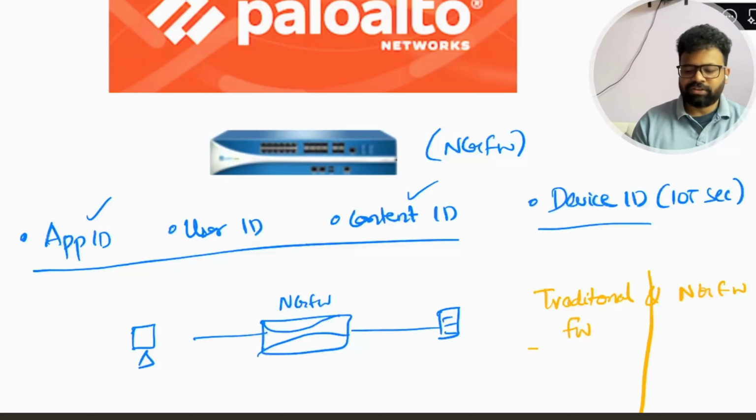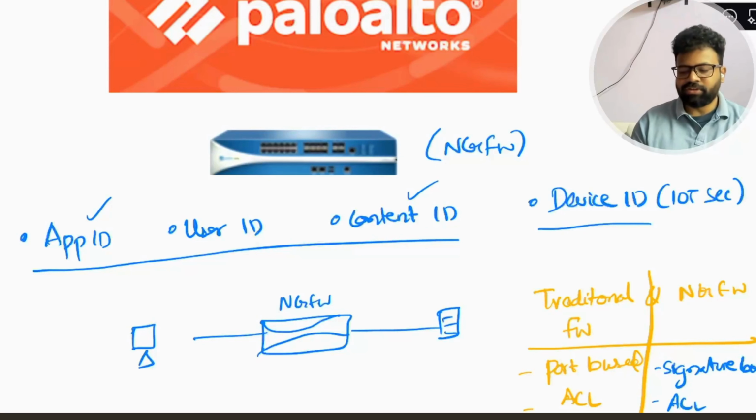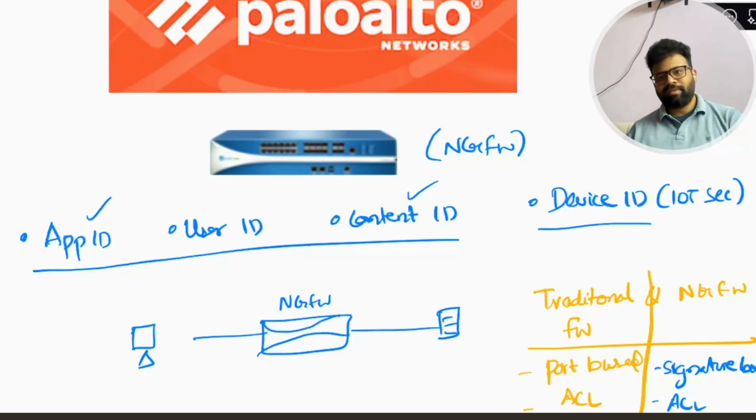The traditional firewall was more often port based and only works on ACLs, whereas next generation firewalls work on signature patterns, signature based, and they work on the ACL and the security policies. They also have several other options, like security profiles, to control the traffic with respect to the content ID and so on. These we will go through in the packet flow or in the upcoming sessions dedicatedly. This is just to give an overview.